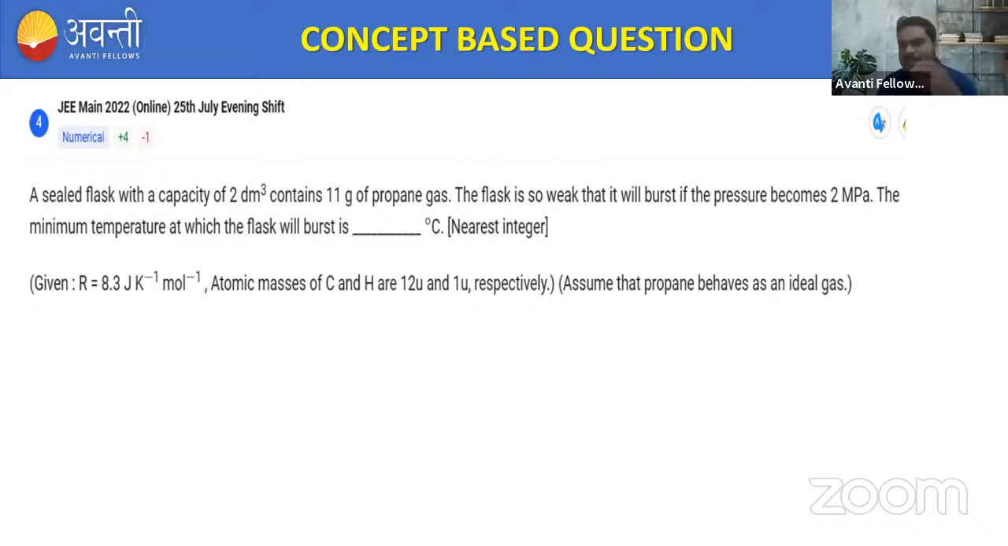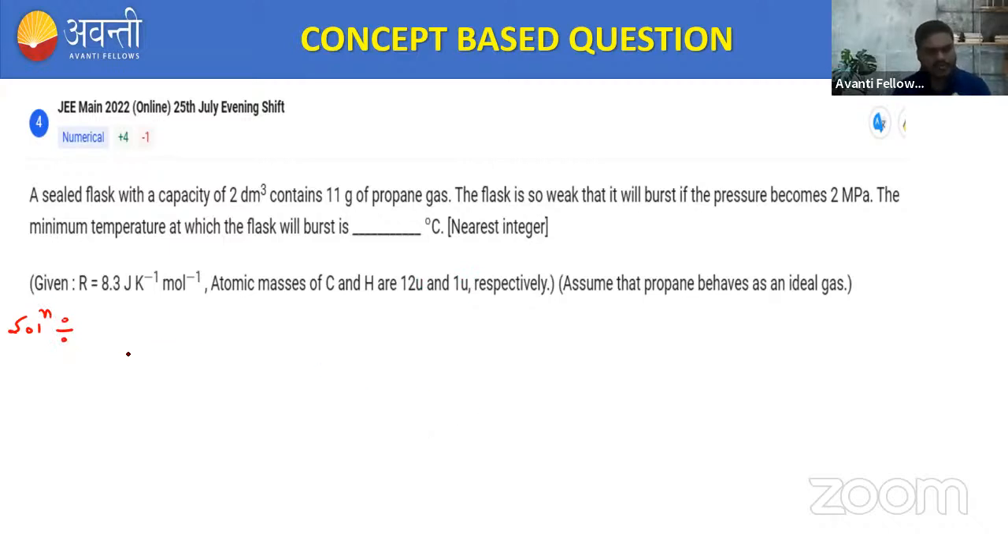The flask is so weak that it will burst if the pressure becomes 2 megapascal. So if the pressure becomes 2 megapascal, then this flask will burst. What is the minimum temperature at which the flask will burst? So you have to calculate the minimum temperature for the flask to burst. Let's quickly see what is given. We have to calculate the temperature, and volume and pressure are already given.